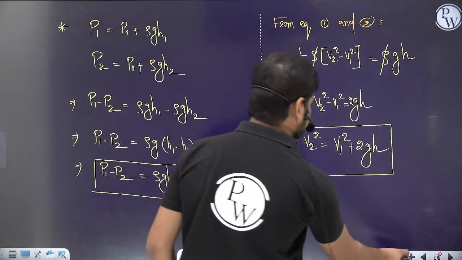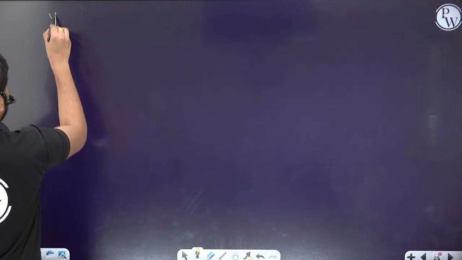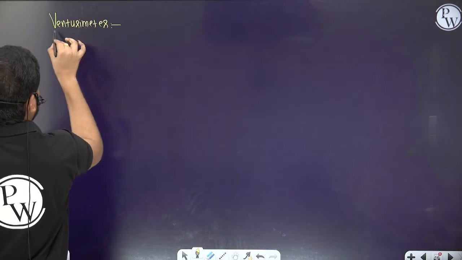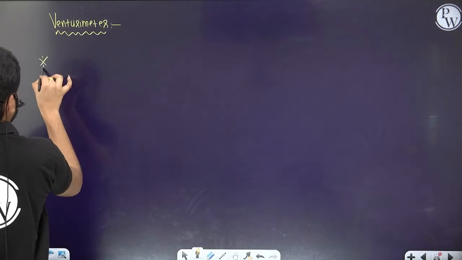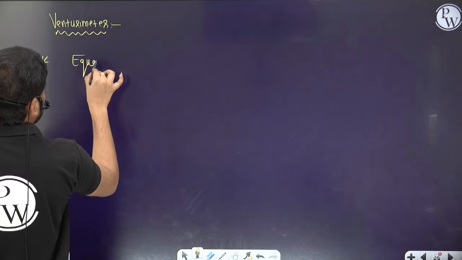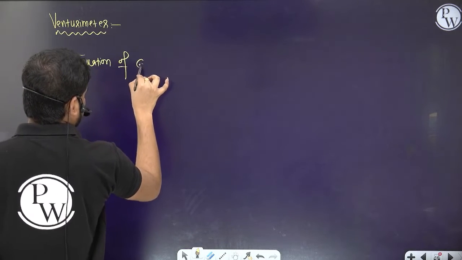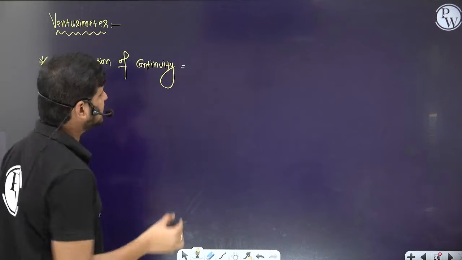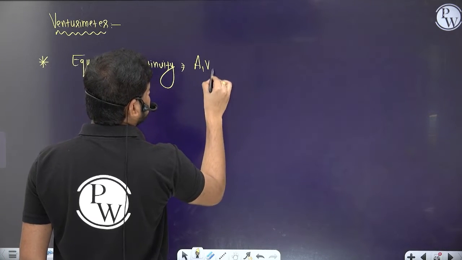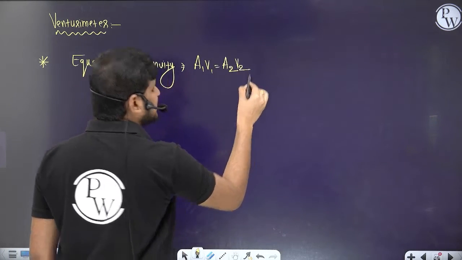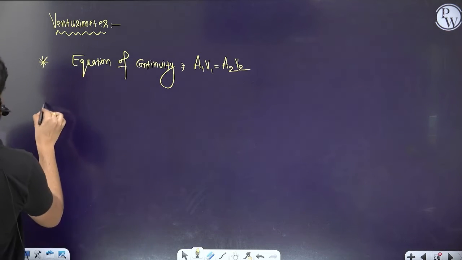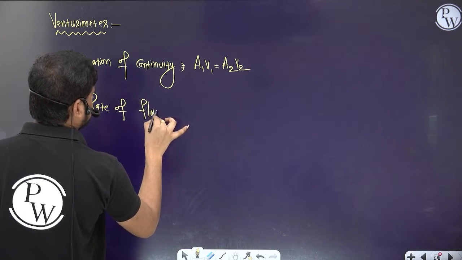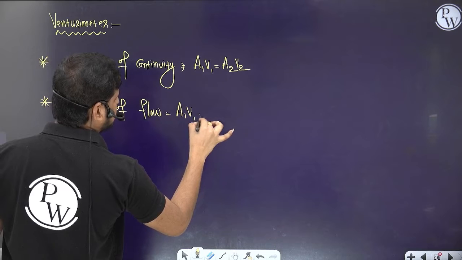Okay, so let me summarize for the venturimeter. You can first write the equation of continuity. So the equation of continuity is valid. What is that equation? A1 V1 is equal to A2 V2, and the venturimeter is used to measure the rate of flow. What is the rate of flow? The rate of flow is equal to A1 V1, which is equal to A2 V2.